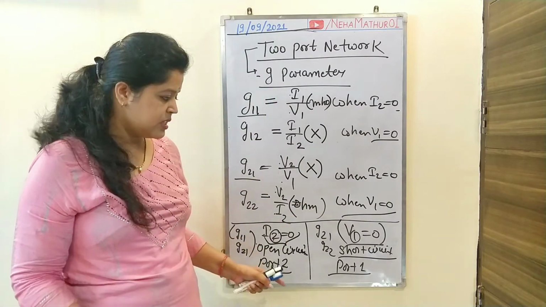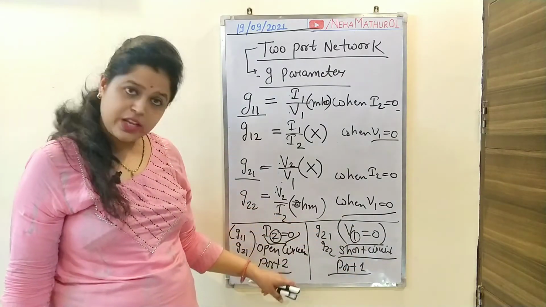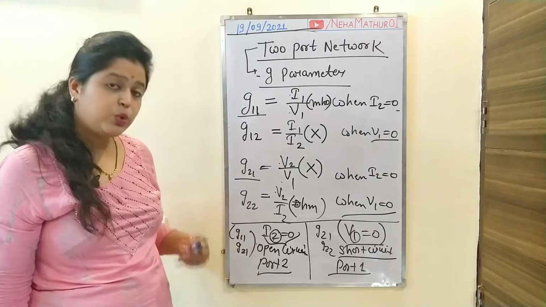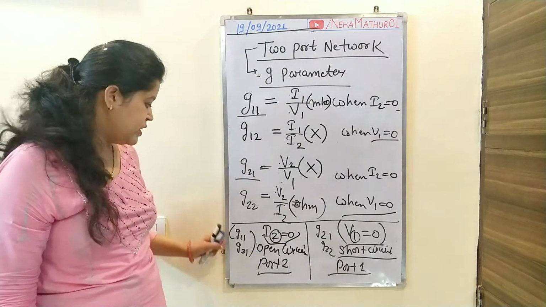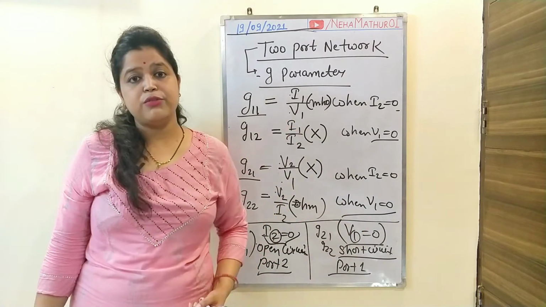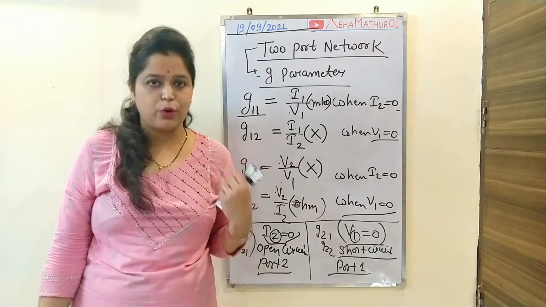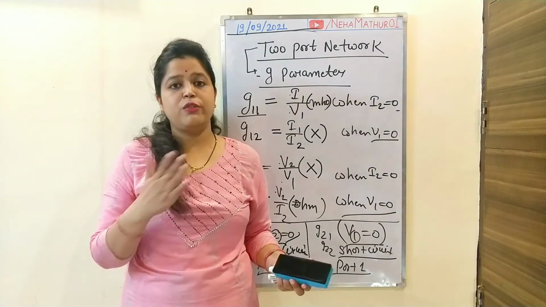Here we'll have to consider port 1 short circuiting for the calculation of G21 and G22. Similarly, we'll have to again consider port 2 as an open circuit for the calculation of G11 and G21. This is all about the G parameter from two-port network. I hope you are following. So today we completed the complete series of two-port network.